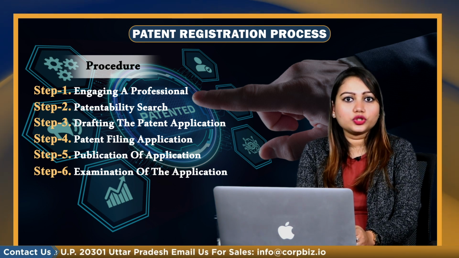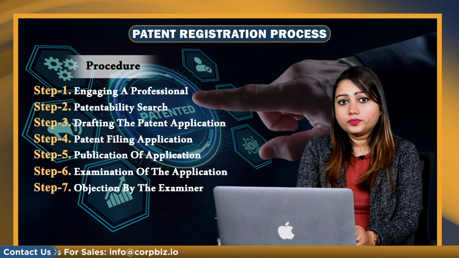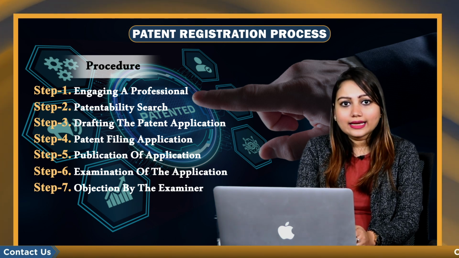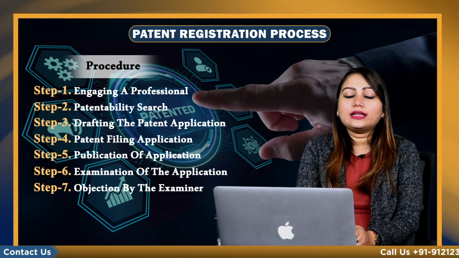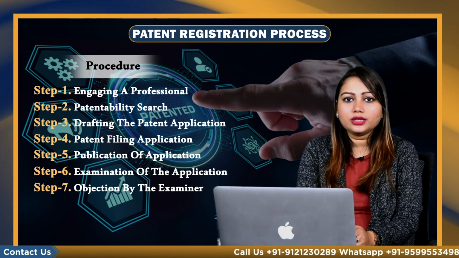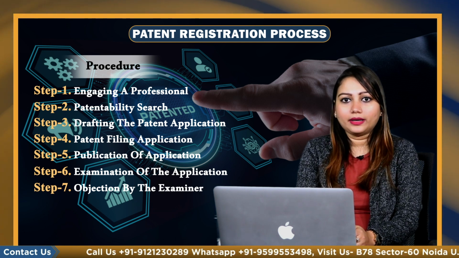Step 7 includes objection by the examiner. The examiner can raise objections while examining the application. The examiner scrutinizes the application following the Patent Act. Based on the information mentioned in the application, the examiner will issue an examination report to the applicant.